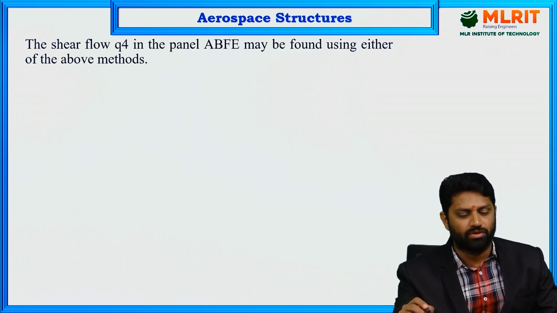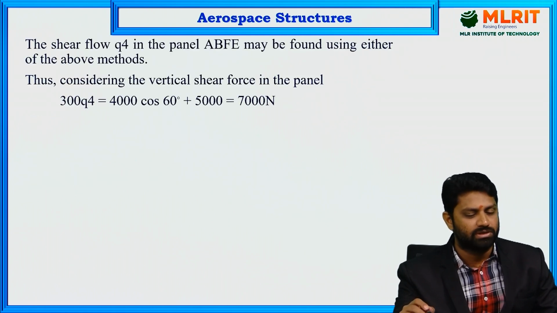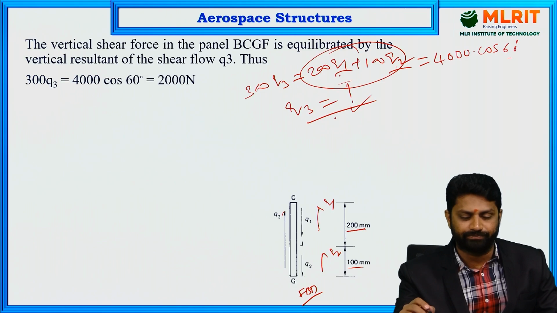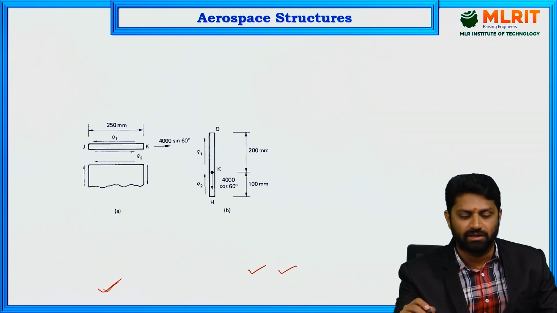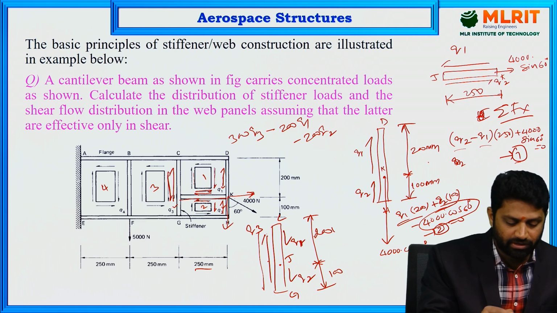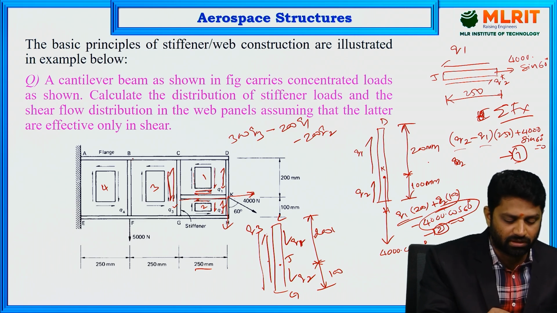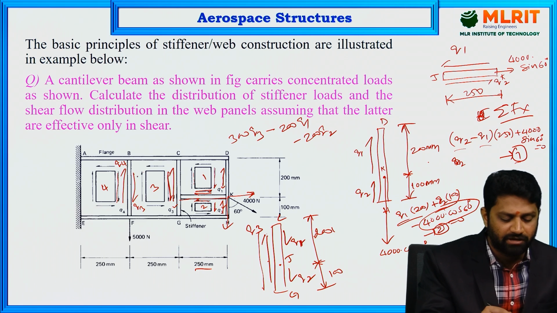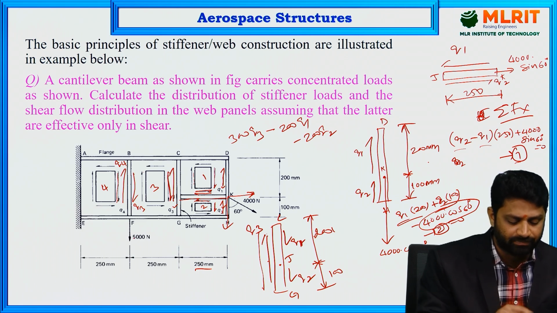Now let's look at the fourth shear flow. It's better to go through the diagram and understand it. When you draw the equilibrium equation for the vertical stiffener BF, the shear flow Q3 is acting in the upward direction, so we draw Q3 in the downward direction, and here the Q4 shear flow is acting in the downward direction, so we draw Q4 in the upward direction. If you consider the vertical equilibrium for this, what are you going to get?